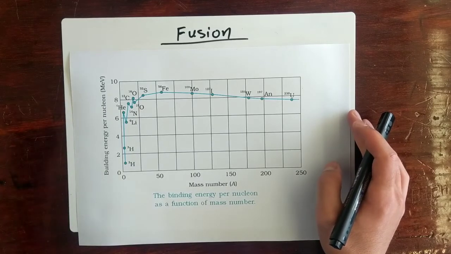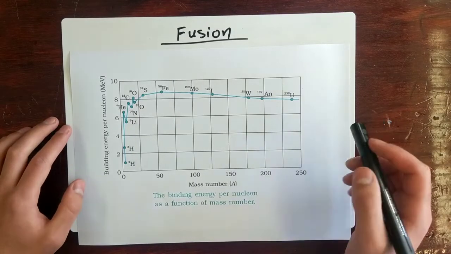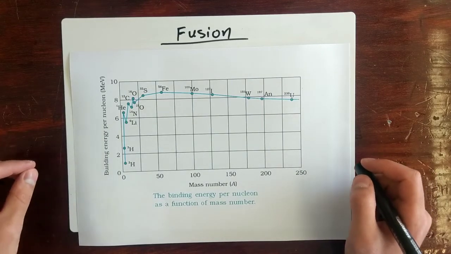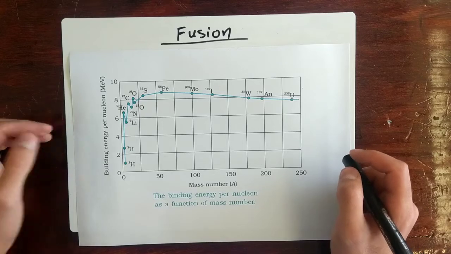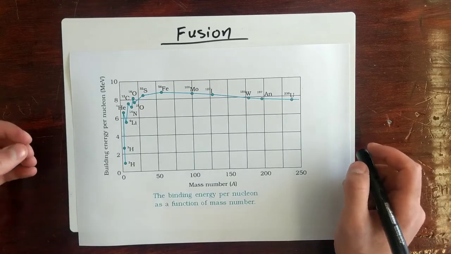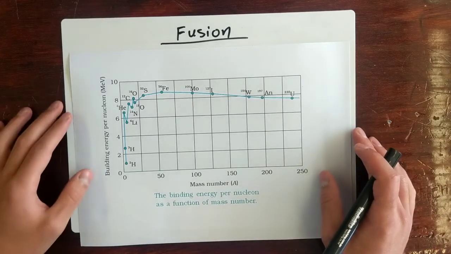If you think back to 2 videos ago, we spoke about binding energy per nucleon, and we said that the binding energy per nucleon is what determines how stable an element is. The higher the binding energy per nucleon, the more stable it is.